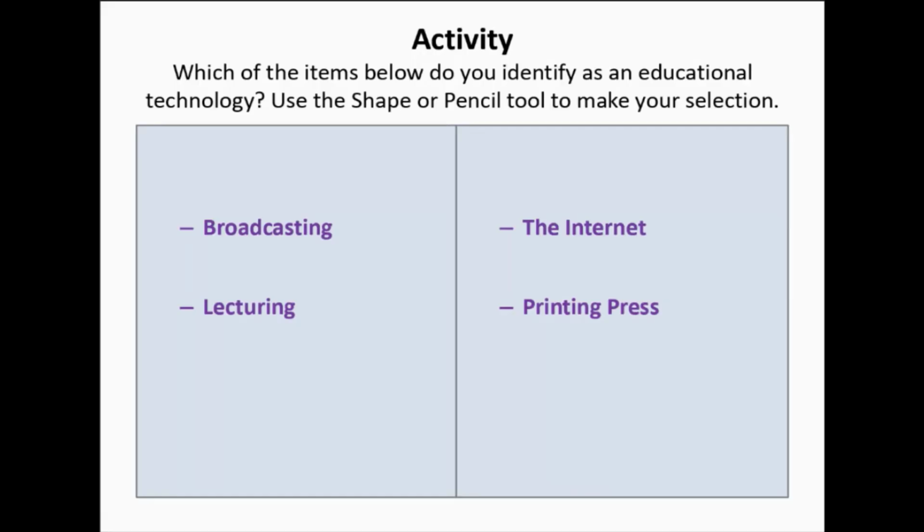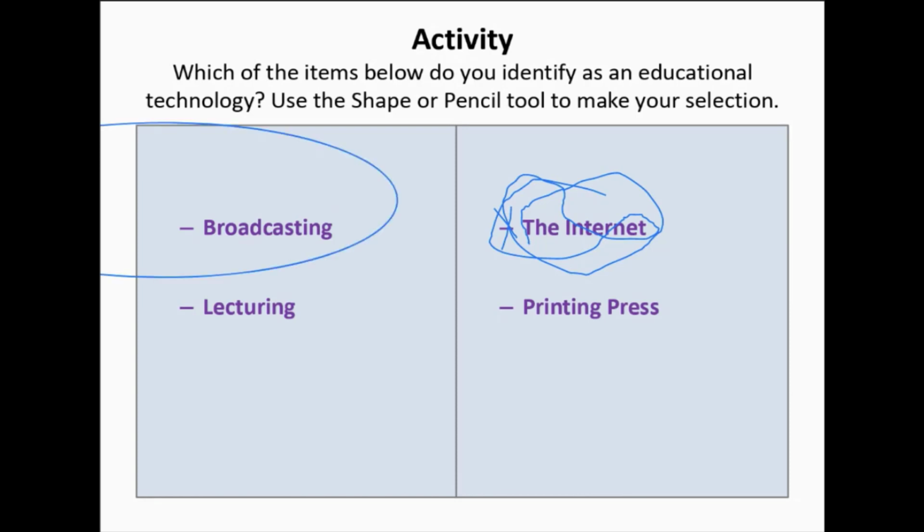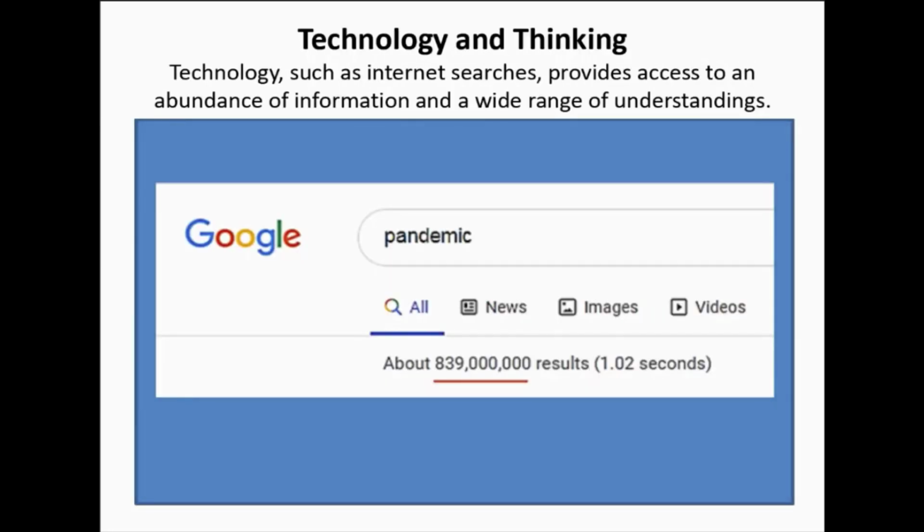So let's get started with an activity. Which of the items below do you identify as an educational technology? Use the shape or pencil tool to make your selection. Go up to the top left-hand side and find that tool. You could use the pencil or the shape tool. Awesome. Thank you very much. And you guys picked some good ones. And actually, all of them would be considered educational technologies, but those are the ones that we tend to think about the most these days.